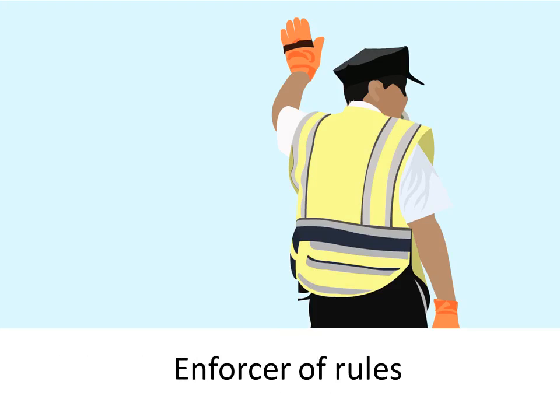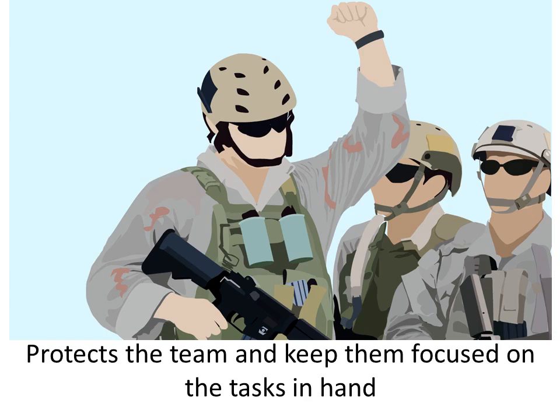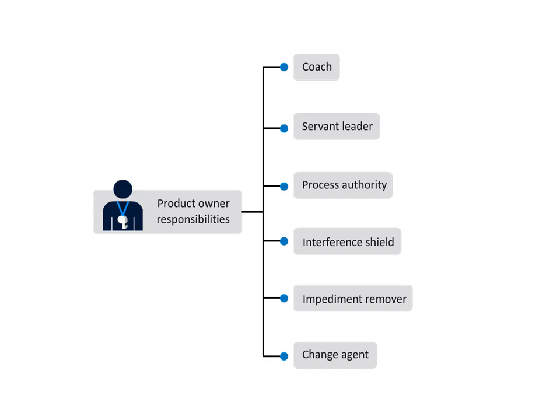So enforcing of rules definitely is one of the key activities for the Scrum Master. So let's summarize his role as a coach, as a servant leader, process authority, interference shield, impediment remover, and the change agent.